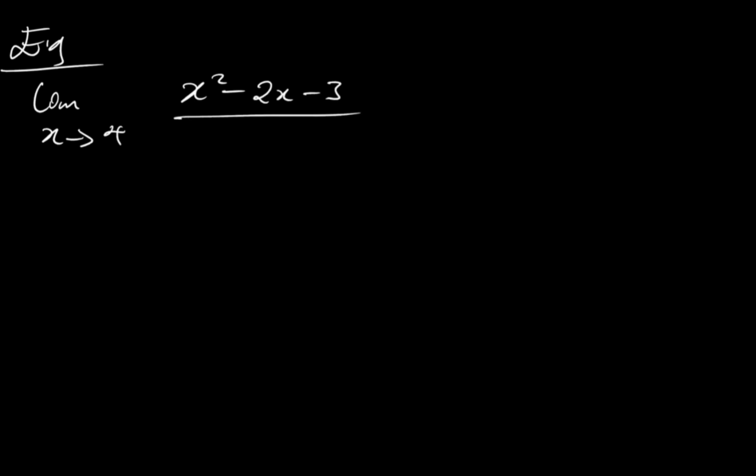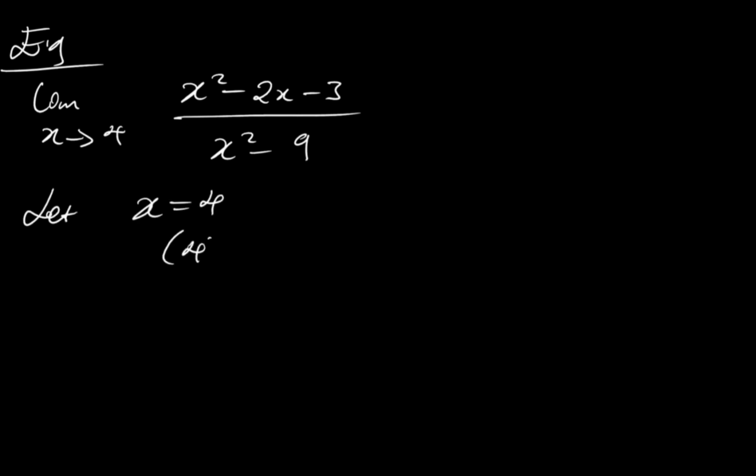Say you have an example where you're saying limit as x approaches 4 of a function that is x squared minus 2x minus 3 over x squared minus 9. Alright, so now what are we going to do? Basically what we do is simple. We just plug in. Once you begin to plug in, we'll let x equal to 4 and see what we get.